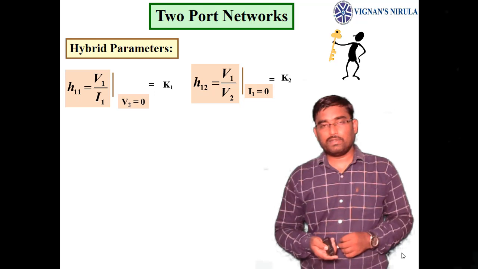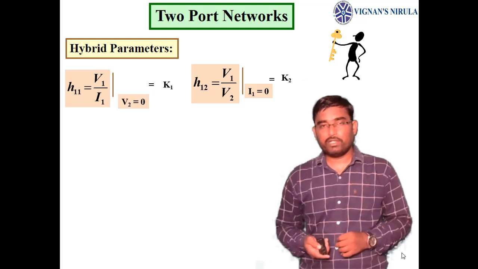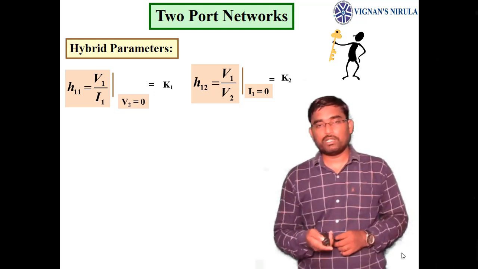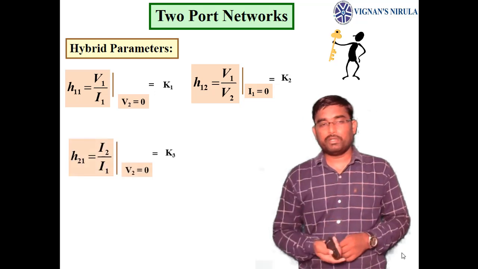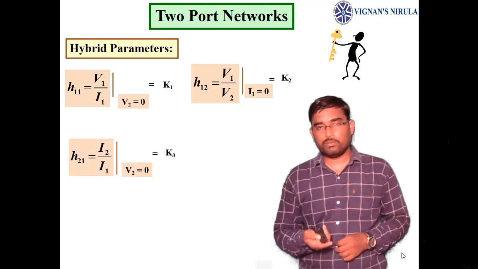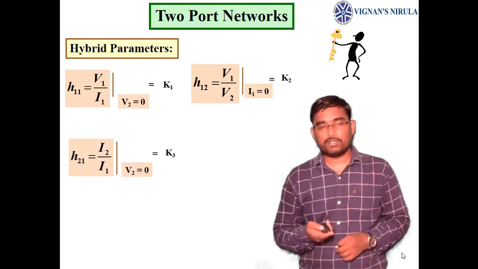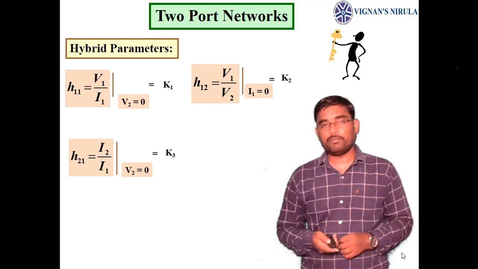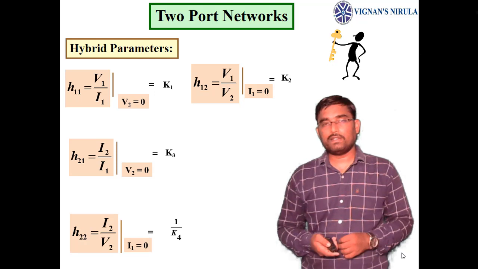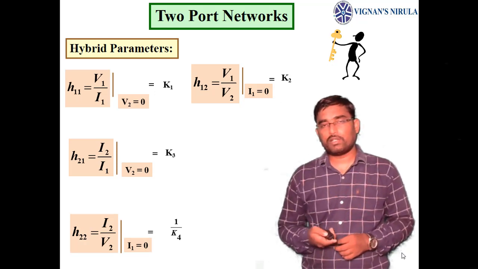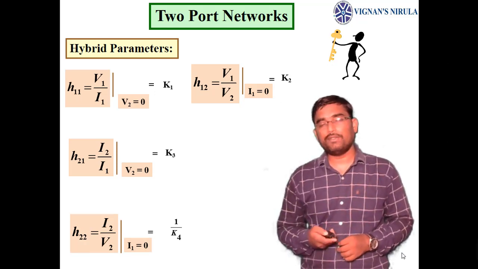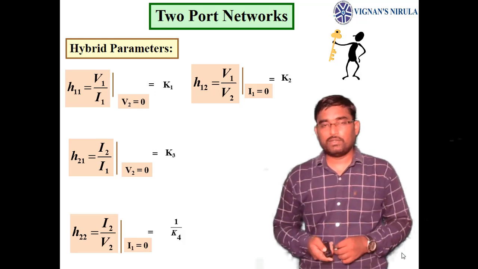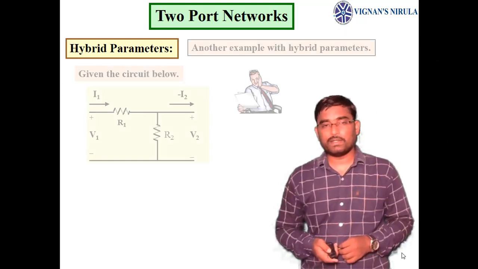Putting I1 as 0 and getting the ratio of V1 by V2 from those two equations gives H12 as K2. Putting V2 as 0 in both the equations and getting the ratio of I2 by I1 gives H21 equals K3. And putting I1 as 0 and getting the ratio of I2 by V2 gives H22 as 1 by K4. In this way we can find the H parameters.